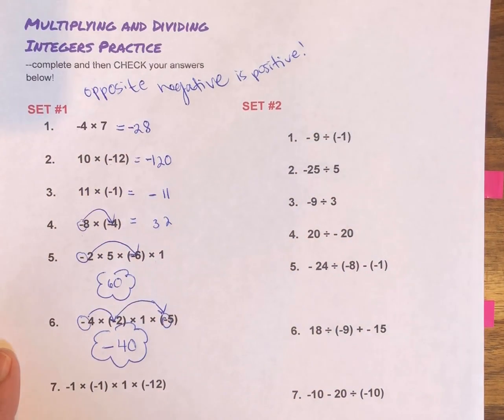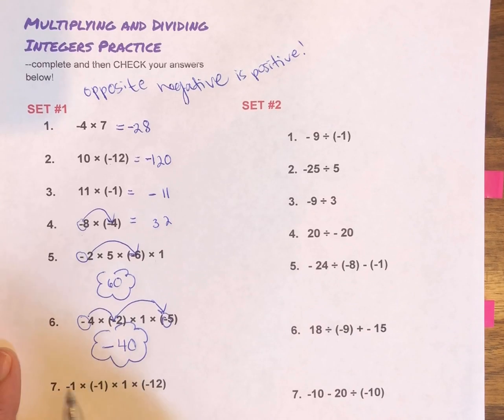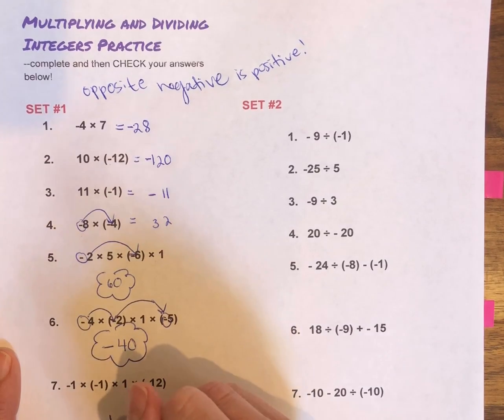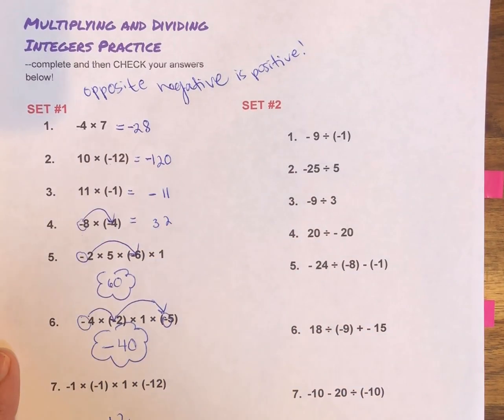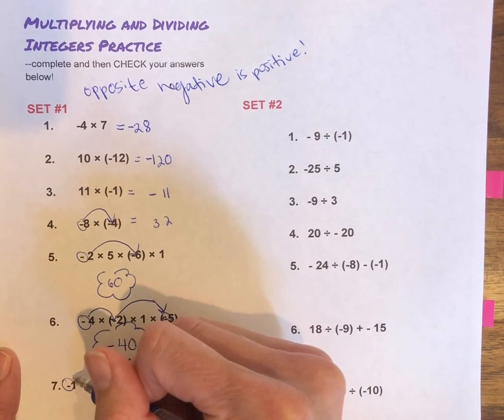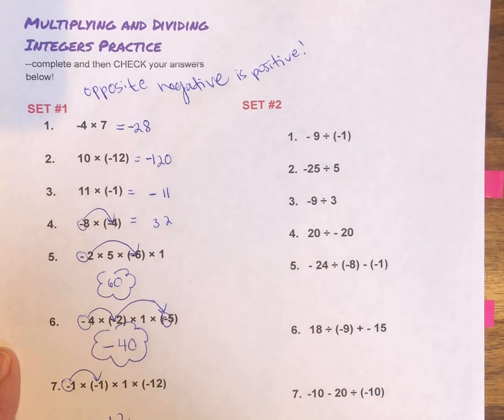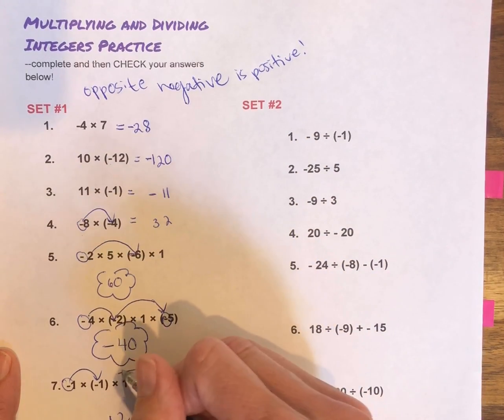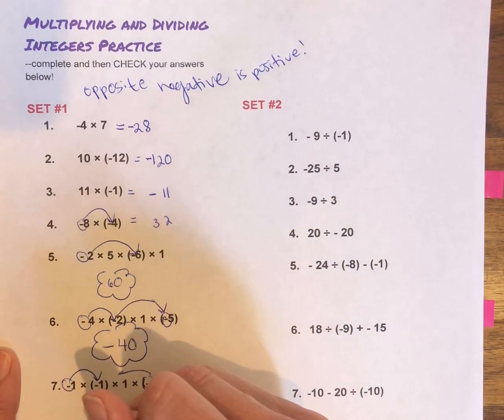Okay, one more in the multiplication set. Look at all these ones. 1 times anything is itself, so all these 1s times 12. We know 12 is going to be the number, but let's determine the sign. The opposite of a negative is a positive. The opposite of that positive makes it a negative 12.